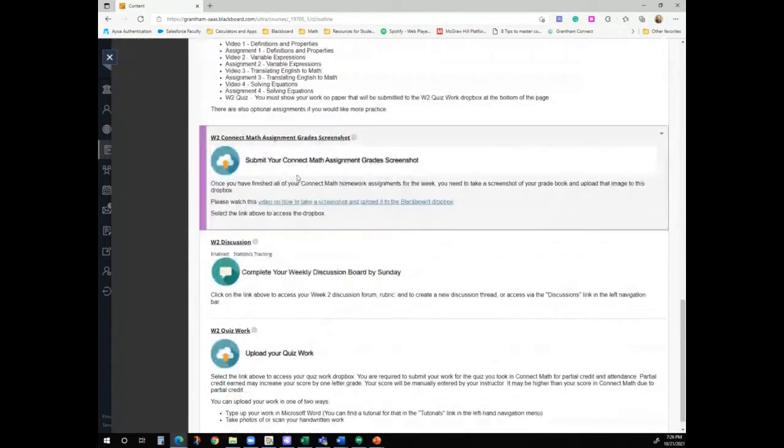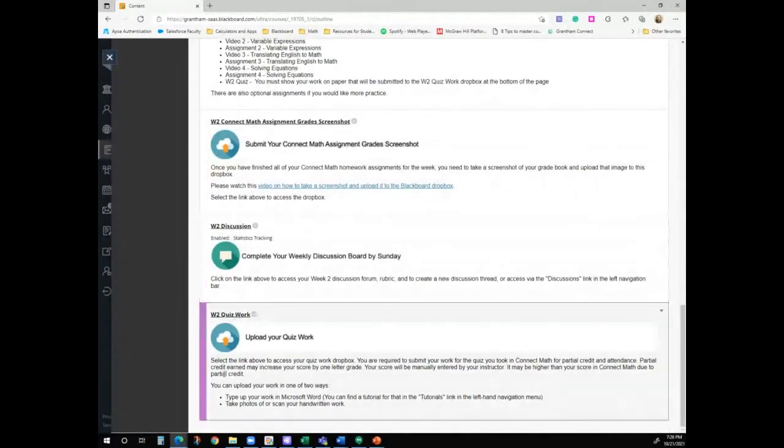And then don't forget that you do need to submit after you do all the work in Connect Math. You take a picture of your grade book and then submit the grade book image here. And then after you take the quiz, whatever you wrote down on paper gets uploaded here. So don't forget about those. Those are really important parts of your grade.